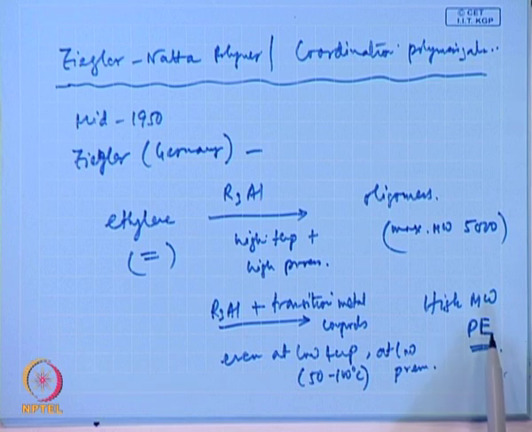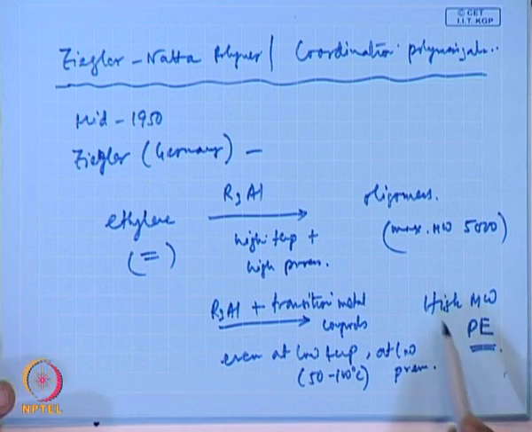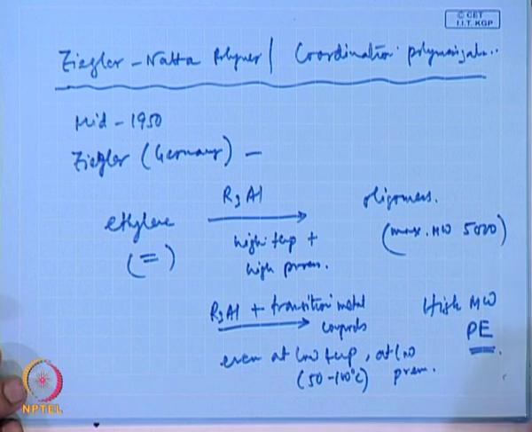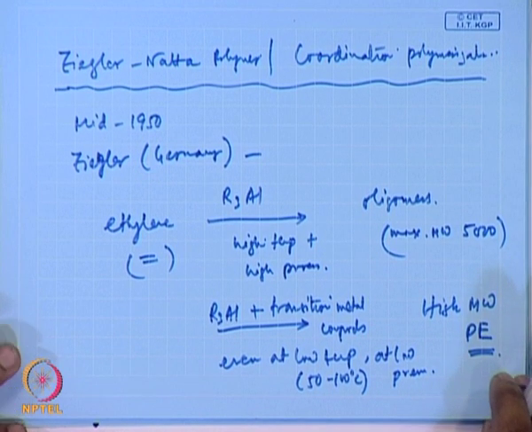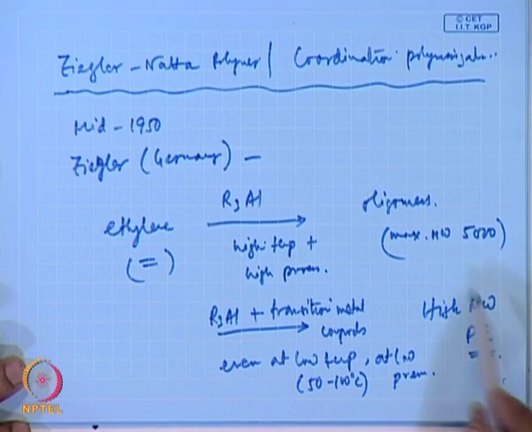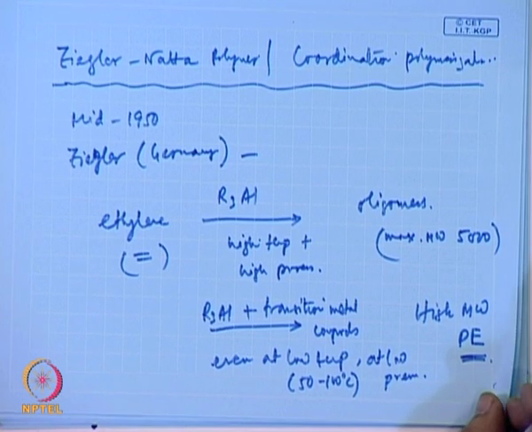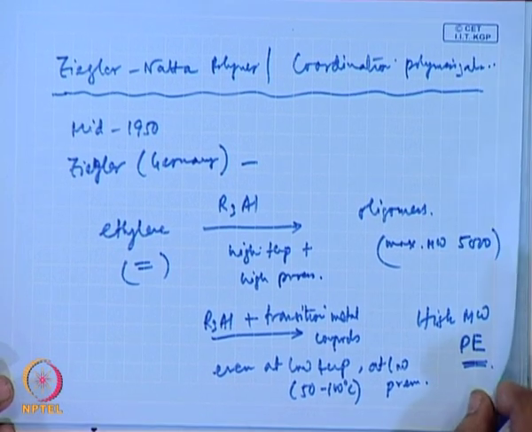Now, this polyethylene is not branched like the polyethylene we discussed in radical polymerization, where you get branched polyethylenes because of chain transfer to polymer, as you recall from our discussion on chain transfer in radical polymerization. In this case they are not branched, they are linear high molecular weight polyethylene, and that can be achieved even at low temperature, which is very comfortable, 50 to 100 degrees centigrade, at low pressure.